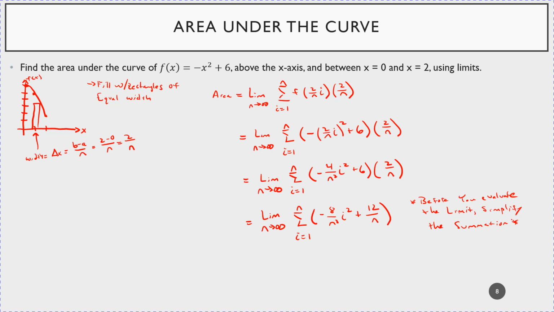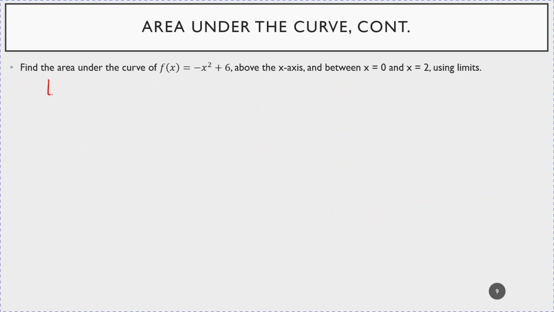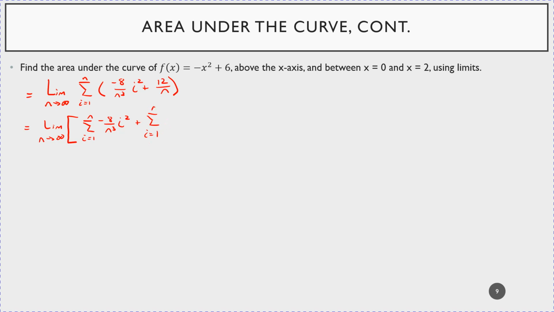All right, so I'm going to move this to the next slide. I'm going to recopy this limit, and I'm going to show you how we're going to simplify it. So this was the limit as n goes to infinity of the sum of i equals 1 to n of negative 8 over n cubed times i squared plus 12 over n. You're going to leave the limit alone here. This will be the last thing you look at as n goes to infinity. So I'm going to break this up: the sum, i equals 1 to n, of negative 8 over n cubed times i squared, plus the sum of i equals 1 to n of 12 over n.